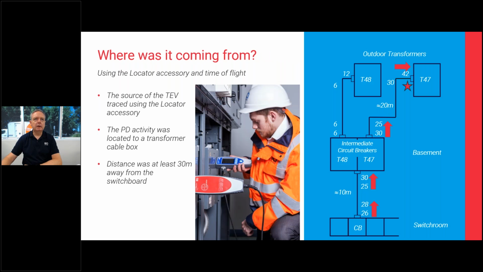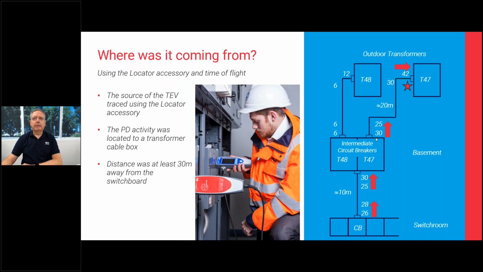We do that using this time of flight locator accessory for the instrument, and we were able to start tracing where the signals were coming from. When we were doing the measurements at the back of that circuit breaker towards the cable, the signals were being found on the cable first. We traced that cable through. It was just a short 10-meter run to a set of intermediate circuit breakers, and this time the signals showed more towards the intermediate circuit breakers than the cable.